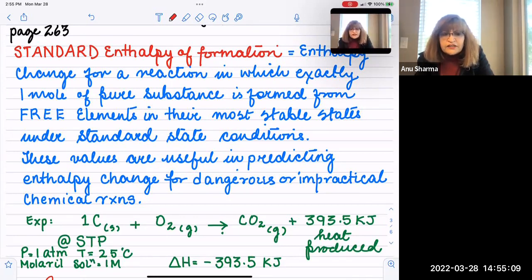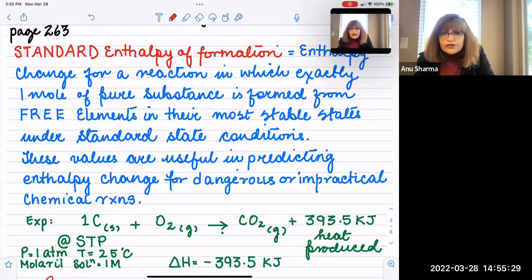So standard state conditions are STP, which is 1 atmosphere pressure. The temperature is 25 degrees Celsius. If you're looking at the molarity of solutions, then it is 1 molar. And the volume is 22.4 liters if it's a gas. So those are the standard conditions.